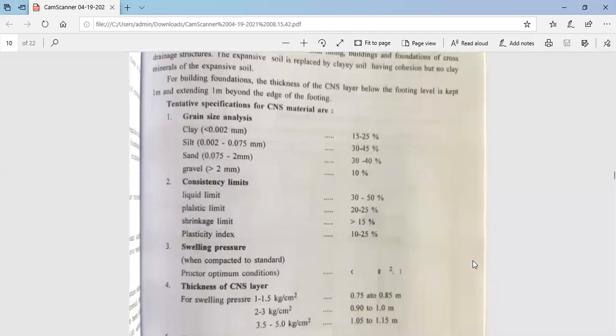Right. So the tentative specifications for CNS materials are, for grain size analysis, clay 15 to 25%, silt 30 to 45%, sand 30 to 40%, and gravel 10%. For consistency limits, the liquid limit is 30 to 50, the plastic limit is 20 to 25, the shrinkage limit is greater than 50%, and the plasticity index is between 10 to 25%. Next is the swelling pressure.